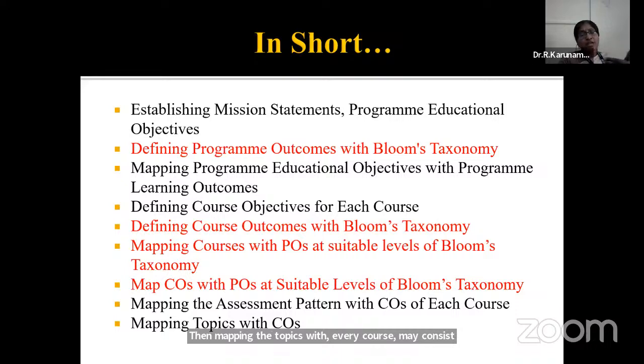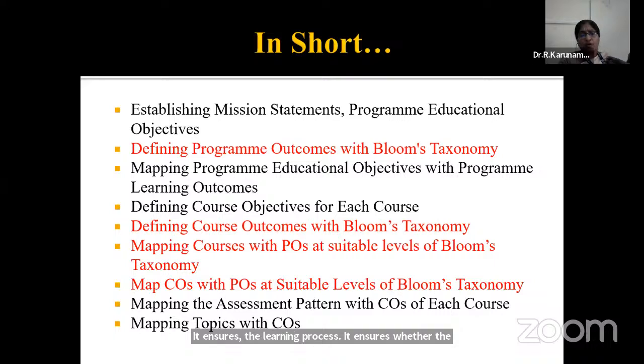And every unit has its own topics. And we have to check whether each topic is mapped with COs. In all the ways, the lessons we deliver in the classroom should be mapped with the objectives and the outcomes. It ensures the learning process. It ensures whether the students are able to learn what is required.